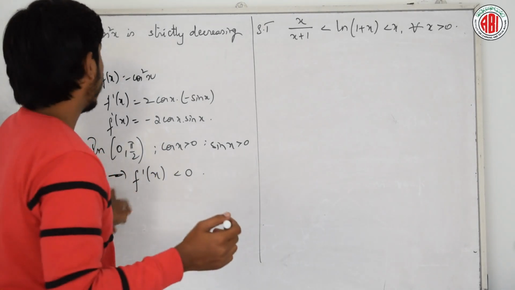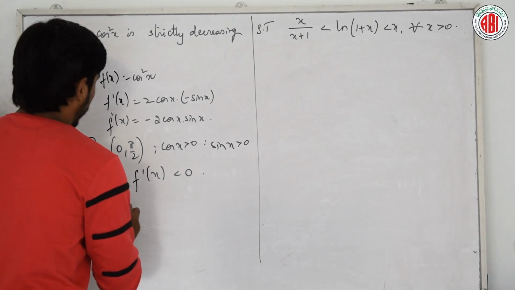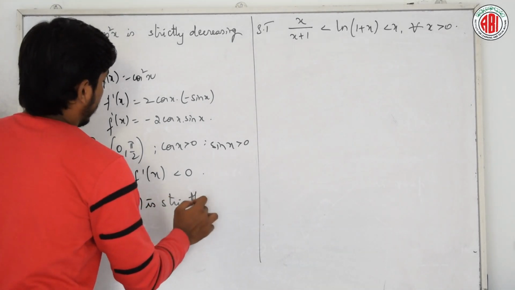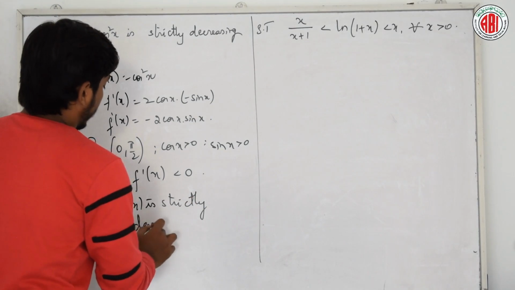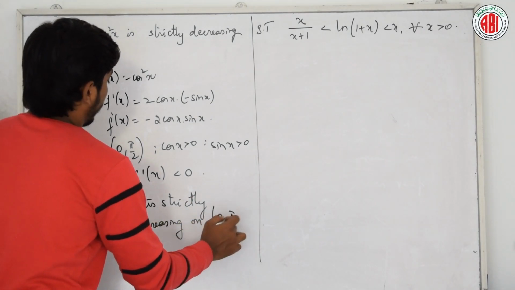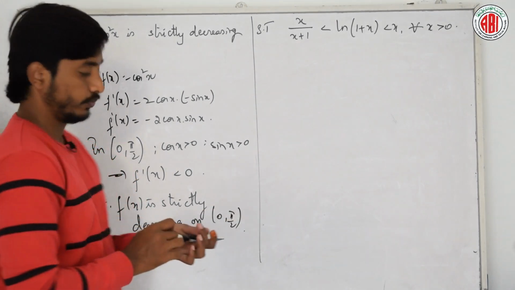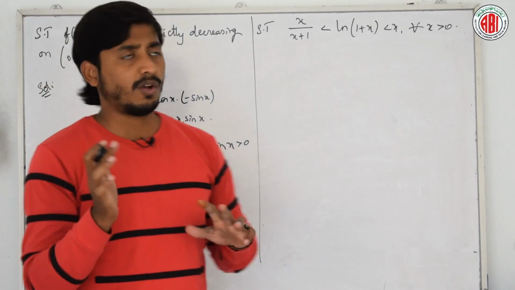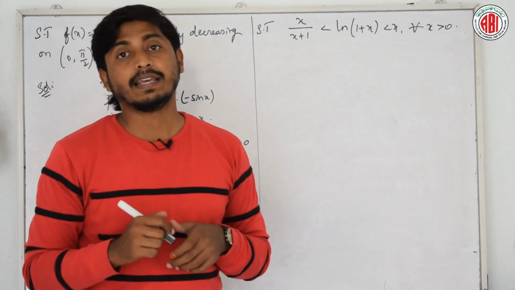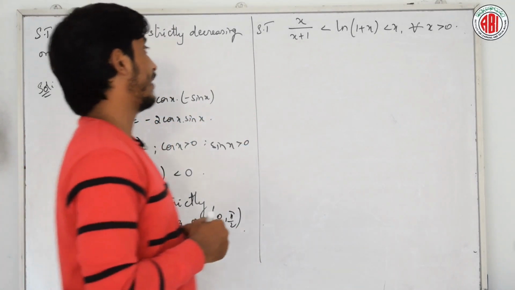Clear? So, since f dash of x is less than 0, f of x is strictly decreasing on 0 comma pi by 2. In the first quadrant, obviously both cos x and sin x are positive. Clear? Fine. Look at this next question.